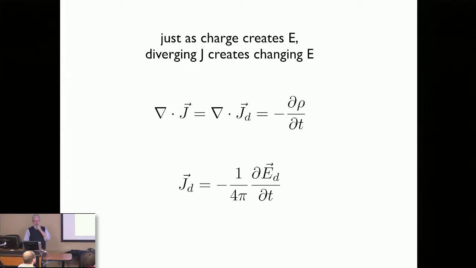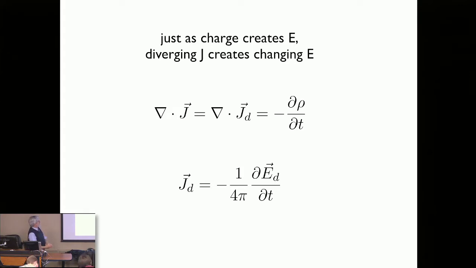Okay, so just as charge creates a diverging E, a diverging J also creates a changing E field. That's because a diverging J causes a charge buildup, and charge generates an electric field. The diverging J means that charge is building up, so the electric field is going to be changing in time. So a diverging J is going to be related to a time-changing electric field.